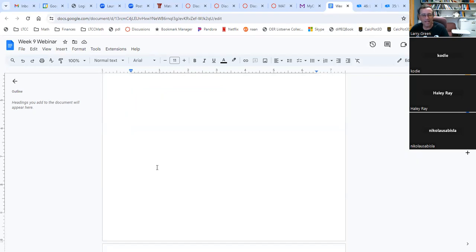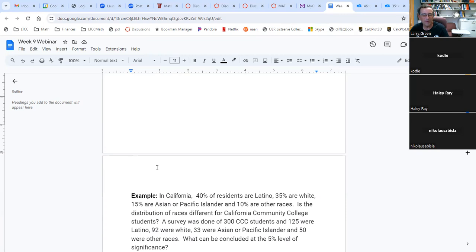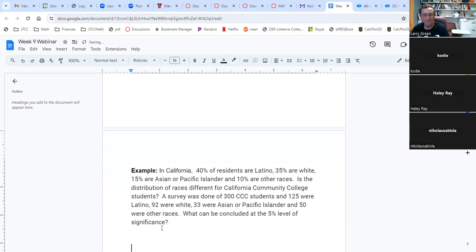So let's go and look at an example. Here's an example. In California, 40% of residents are Latino, 30% are white, 15% are Asian or Pacific Islander, and 10% are other races. Okay, that's just what we are. You could look that up on Google or whatever, and you'll find that that's true.